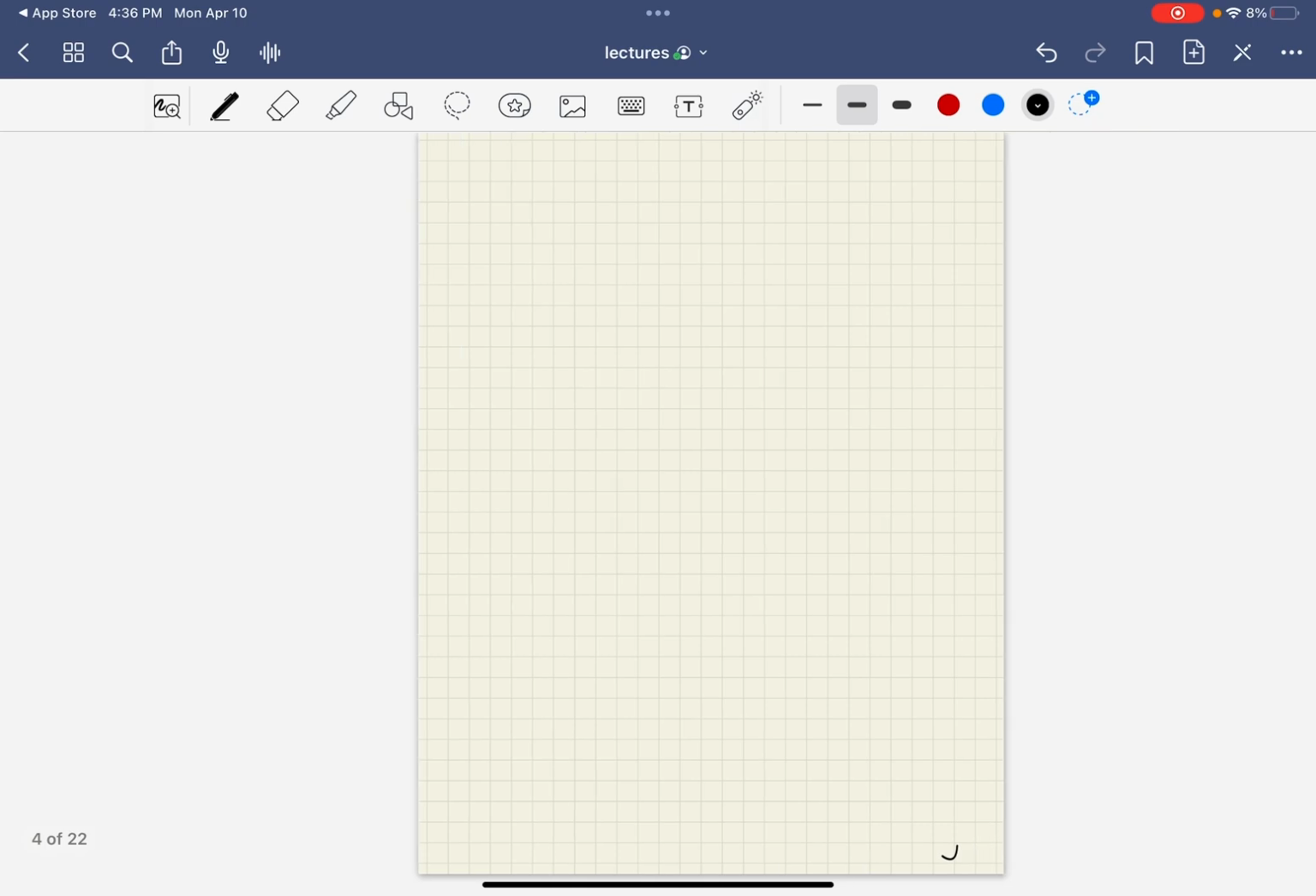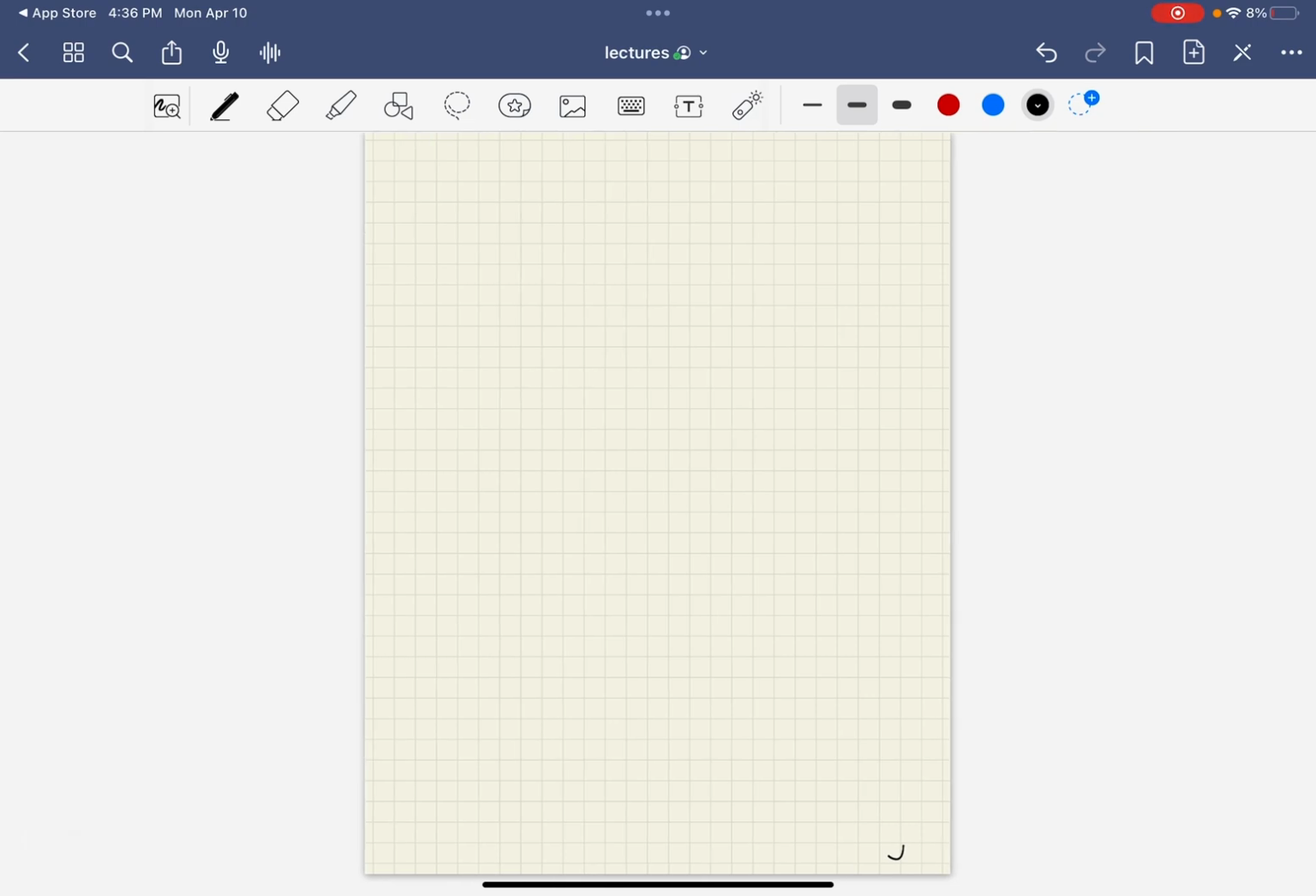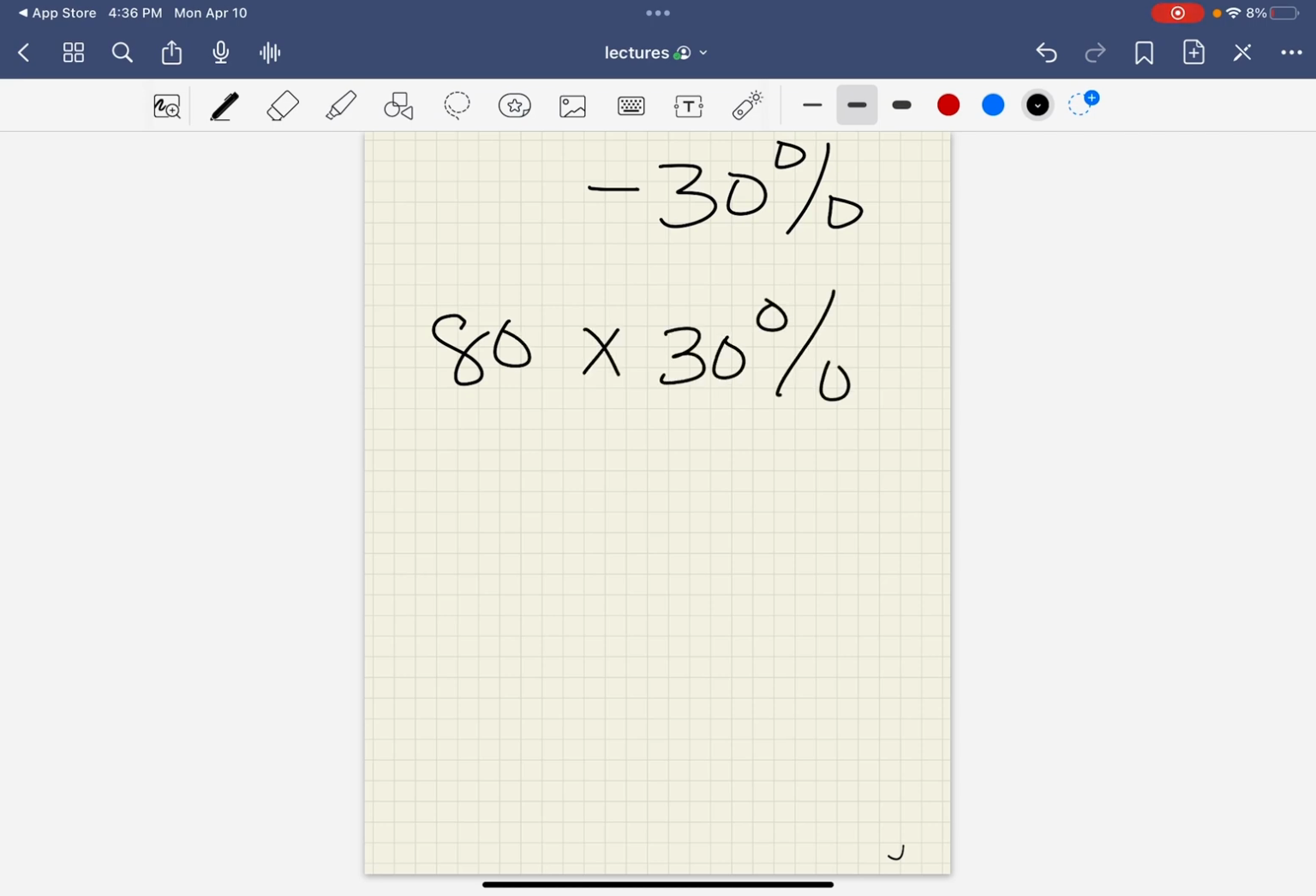All right, let's try the next one. It says, Sybil saw that the coat was marked down 30%. So it's down 30%. If the original price was $80, what was the price of the coat now? So one way we can do it is just take 80, multiply it times the 30% that it's marked down, and then once we find that 30%, we'll subtract it from the $80. And that will give us the sale price. So we take 80 times 0.3.